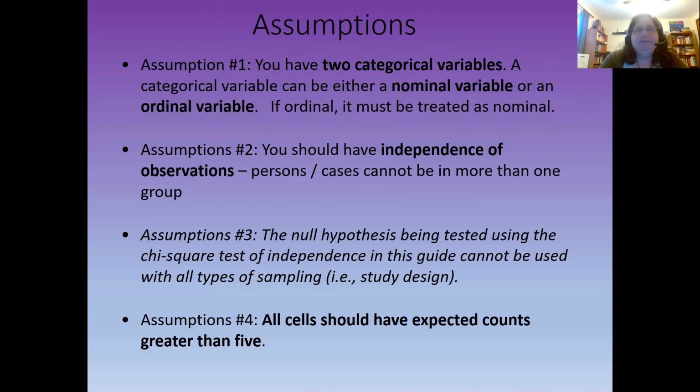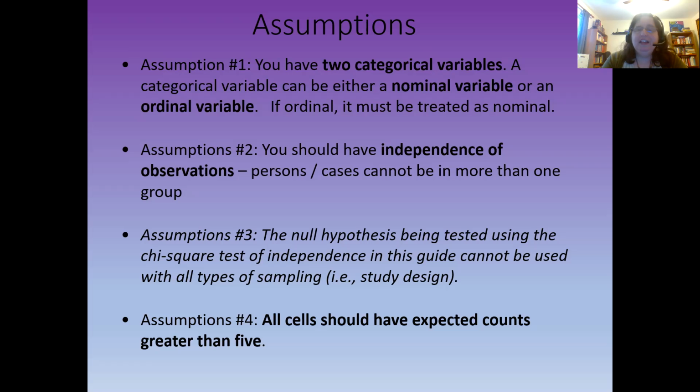What are the assumptions here? Very, very similar. 2 categorical variables, should be nominal, honestly, but if you really want it to be ordinal, you've got to treat that ordinal as nominal. Next, independence of observations. Persons or cases cannot be in more than one group. Number 3, this one's a little bit different. The null hypothesis being tested using chi-square test of independence in this guide cannot be used with all types of sampling, not all types of study design. What they're getting at is that this works a little better for cross-sectional than for retrospective or prospective designs.